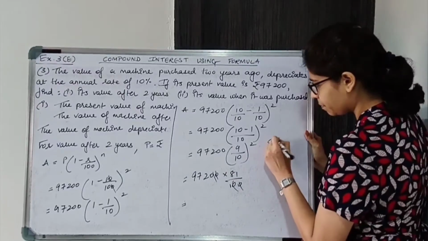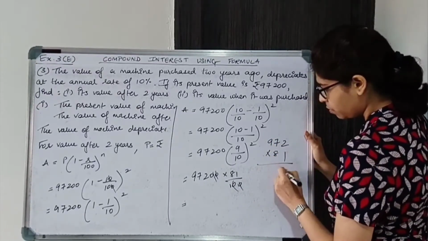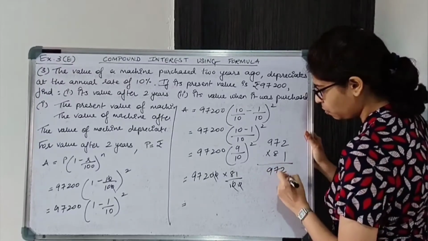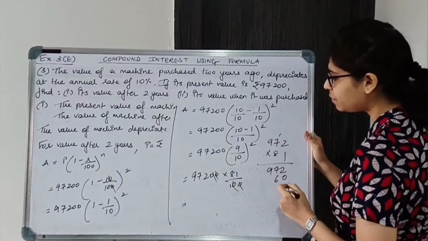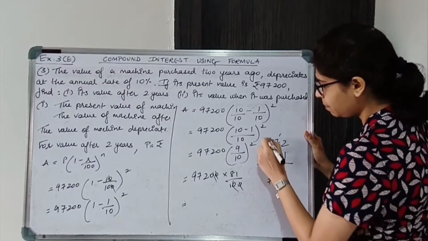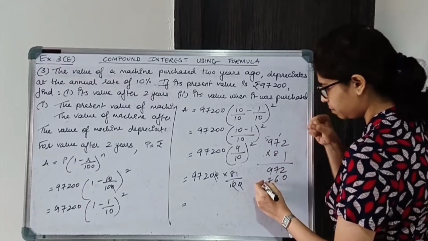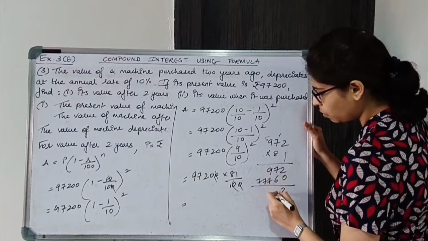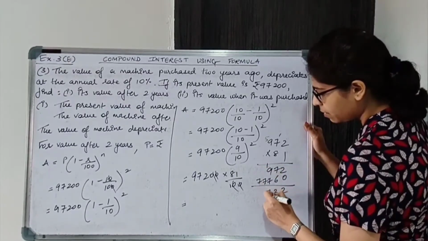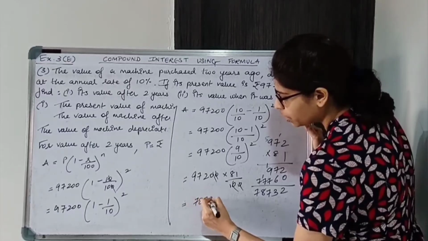So 972 and your 8 2s are 16. 8 7s are 56 plus 1, 57. 8 9s are 72 plus 5, 77. So this will give 78732.